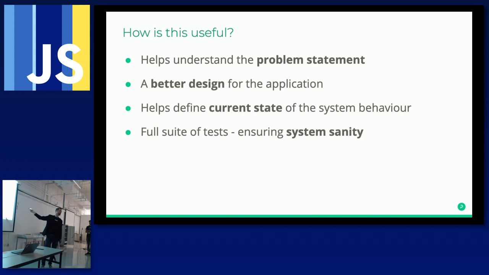It gives a better design, because every line of code you write is because a test tells you to write it, and not because you want to do it for any kind of reason. It helps, of course, define the current state of the system behavior, and it gives you a full suite of tests to ensure system sanity. Meaning, by having this, I have 100% line coverage, so I ensure that my code is tested, so nothing will break it, and I get a regression test as well.